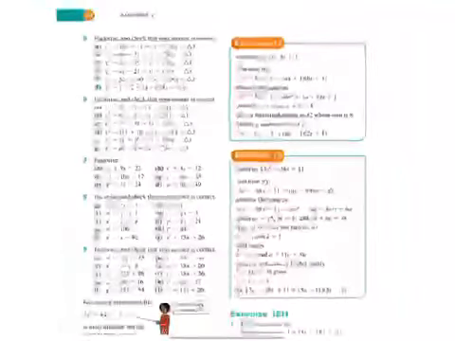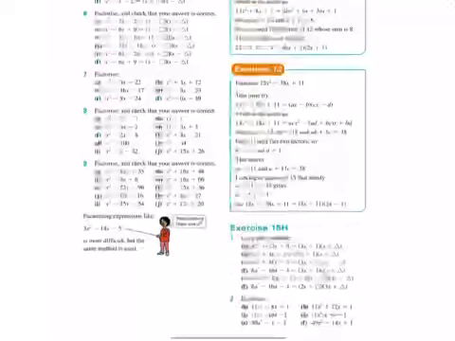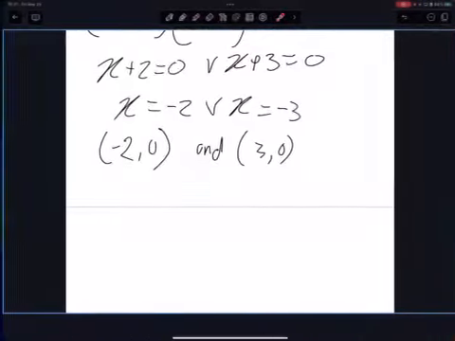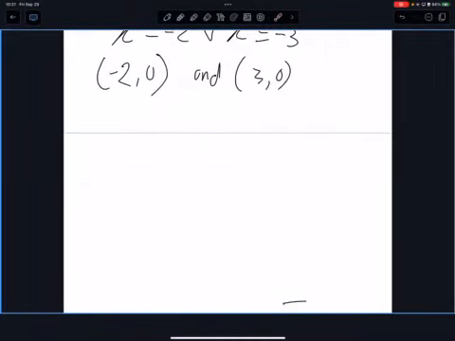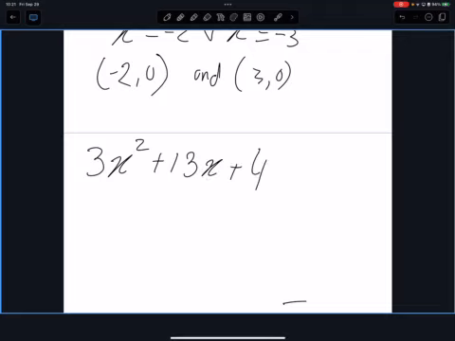Page 344. 313.4. Yes, factorize this. All right.